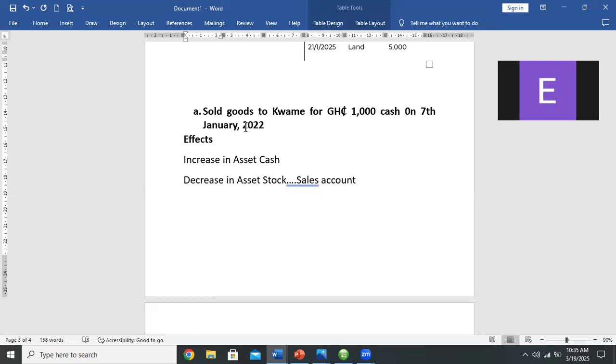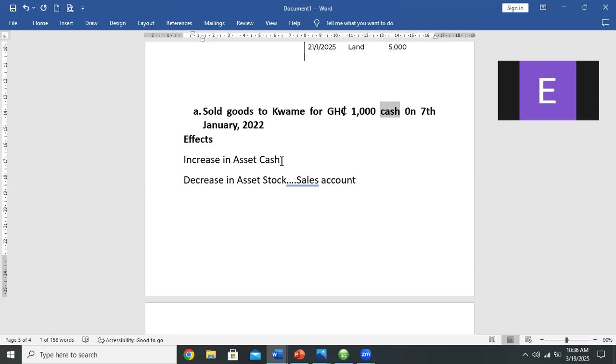It will never change. What if it's for check? If it is for check, then the only thing that will change is that you will not have the cash, but you have bank. Okay, that's the only thing that is going to change. Instead of the cash, it will be bank. But the debits and credits, the increase and decrease, remain the same.